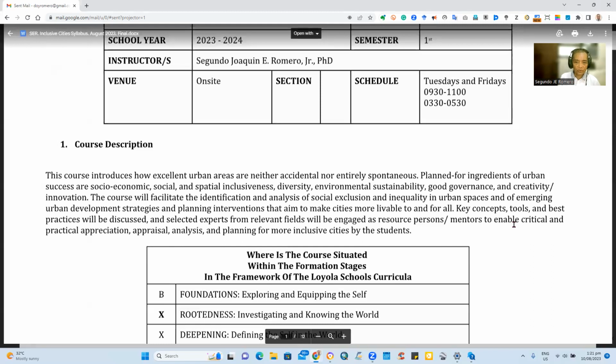Key concepts, tools, and best practices will be discussed, and selected experts from the field will from time to time be engaged as resource persons, mentors, to enable critical and practical appreciation, appraisal, and analysis and planning for more inclusive cities by the students.